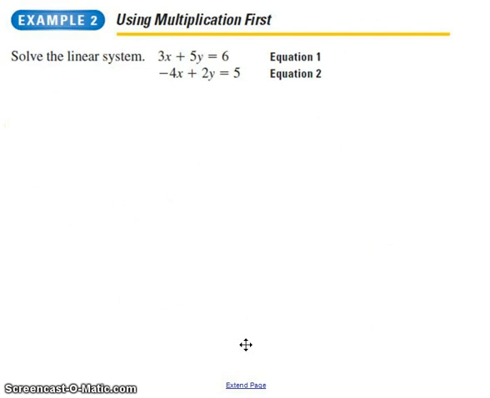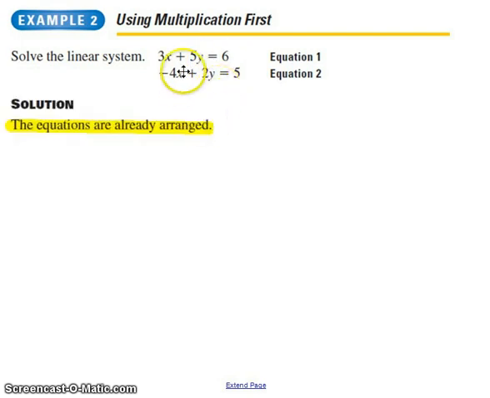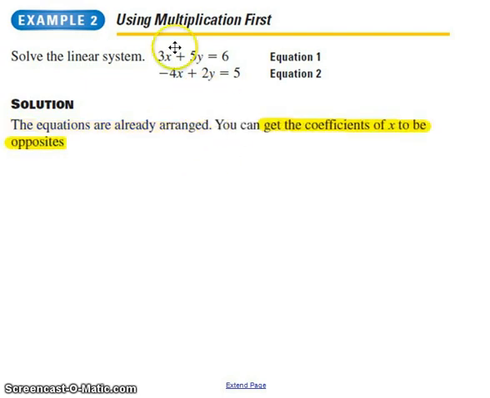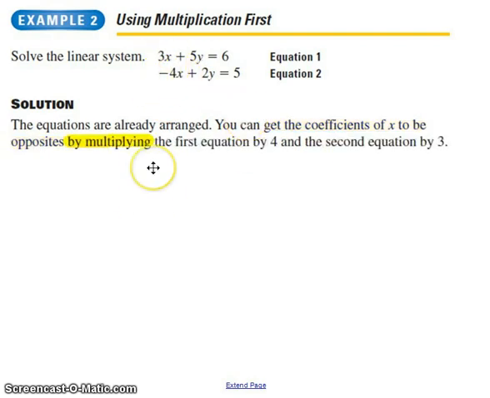All right, another example. Sometimes it's not quite as easy as the examples that we've looked at so far. Notice this time it's not perfectly set up so that anything cancels. The x's aren't going to cancel just by adding or subtracting, neither will the y's. But they are already arranged, and I'll talk about that in example 3. So to get them to be opposites, and you need either the x's or the y's to be opposites, you can multiply. Let me show you what I mean.